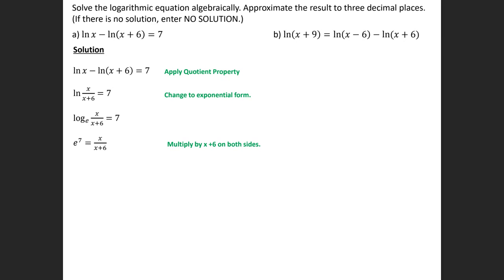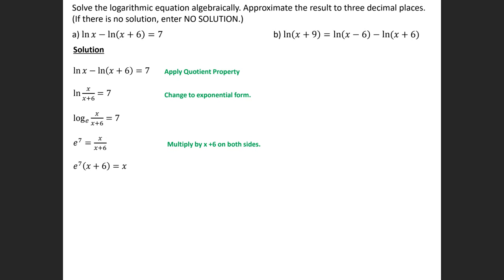What I like to think of, and also help my students with, because sometimes they always want to use cross multiplication to solve fractions, but it only works when I have a proportion, when I only have an equal between them. Okay, so I'm going to cross multiply, and it's going to give me this. e to the 7 times x plus 6 is equal to x.